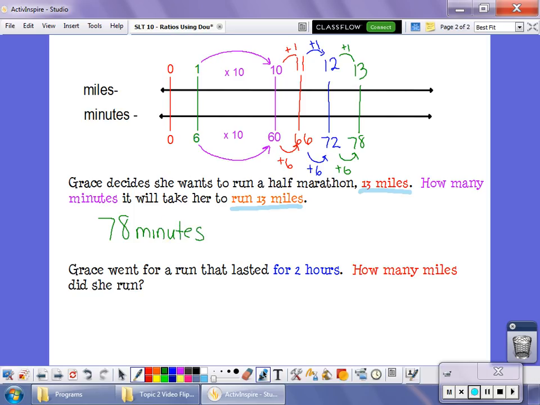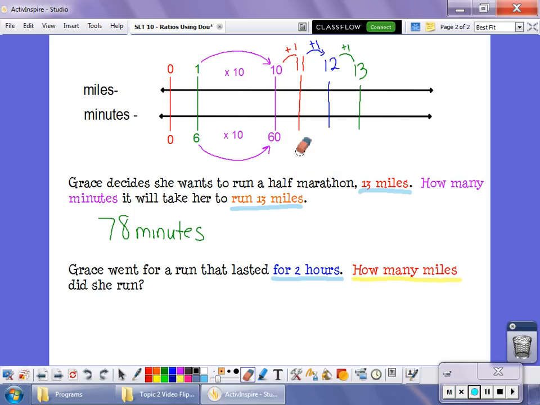Now if Grace decides to go for a run that lasts for 2 hours, she says, I'm not going to worry about how many miles I'm running. I just want to make sure I run for 2 hours. But then at the end she says, wow, I wonder how many miles that was. How can we figure that out? So here, let me get rid of this for a minute. It'll help us see things.